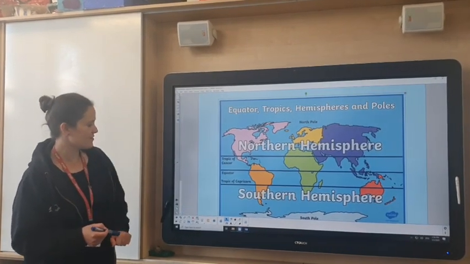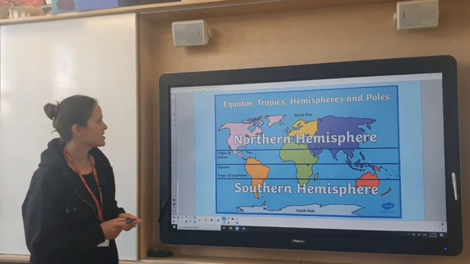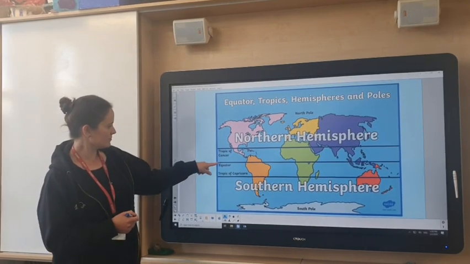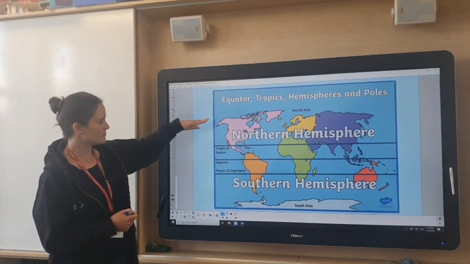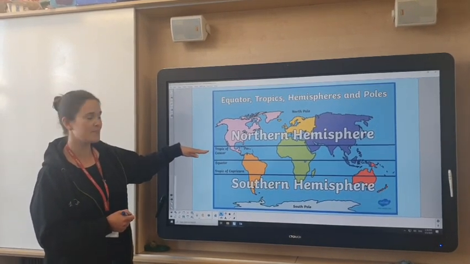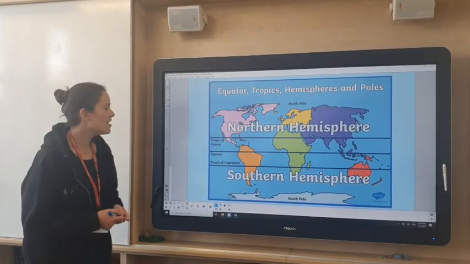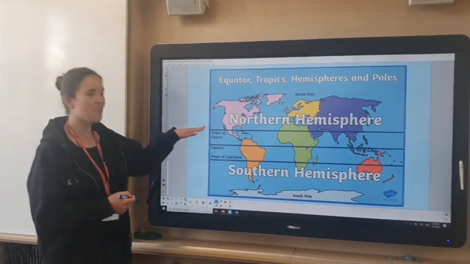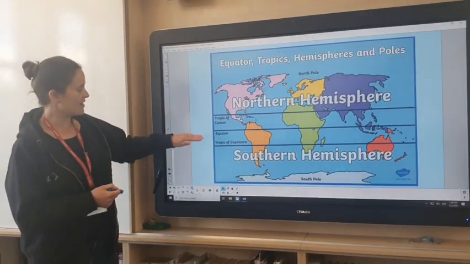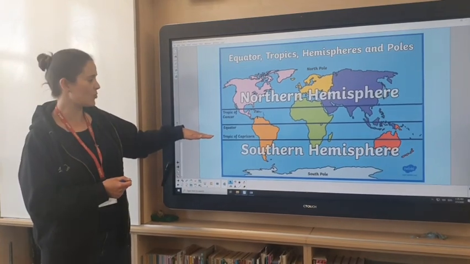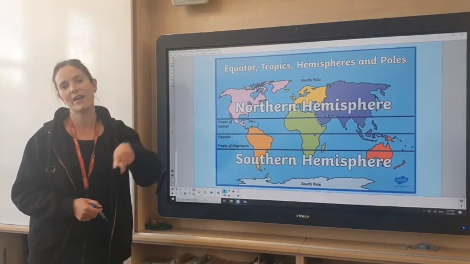So here we have a map which shows most things that I've been talking about already. So we have the equator, which is the line in the centre, and then everything above the equator we refer to as the northern hemisphere, and everything below the equator we refer to as the southern hemisphere. You may also realise there are 2 other lines shown on this world map. This one here is the Tropic of Cancer, and the one at the bottom here is the Tropic of Capricorn. Again, they are imaginary lines that run in a circle all the way around the world.